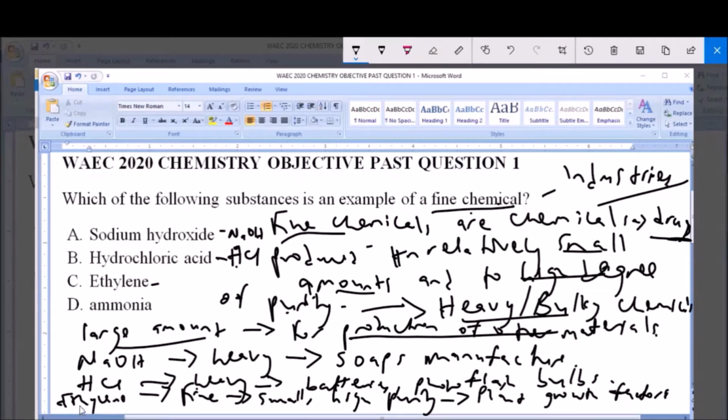And lastly, option D, which is ammonia, NH3. Ammonia is also a heavy chemical because it is used in the manufacture of other substances, in this case fertilizers and explosives. So as we have rightly seen, option C, which is ethylene, is a fine chemical.